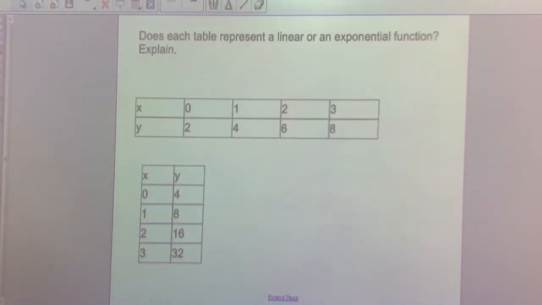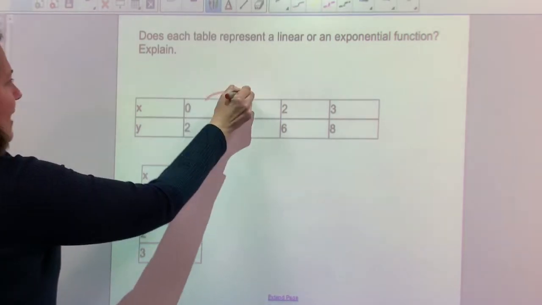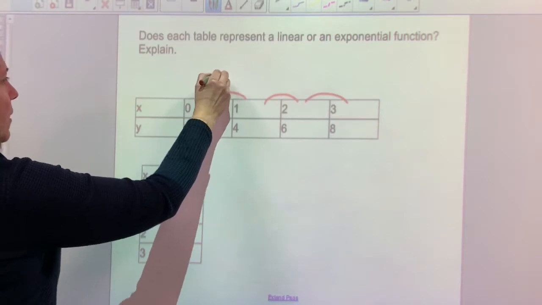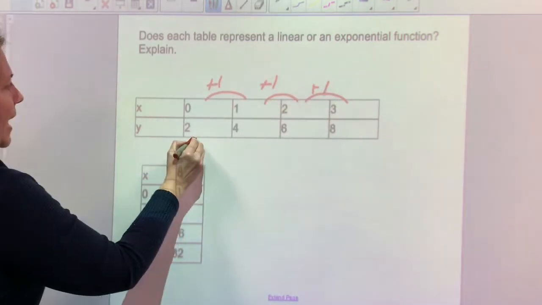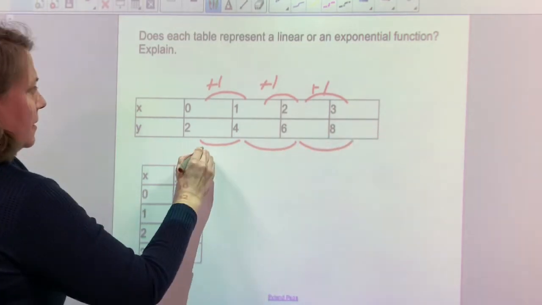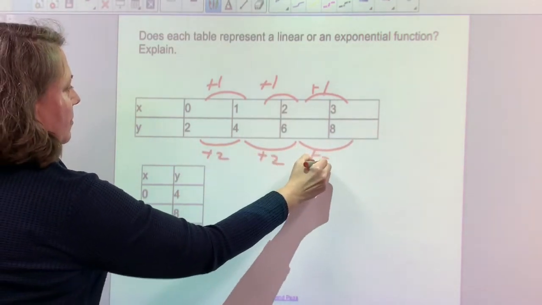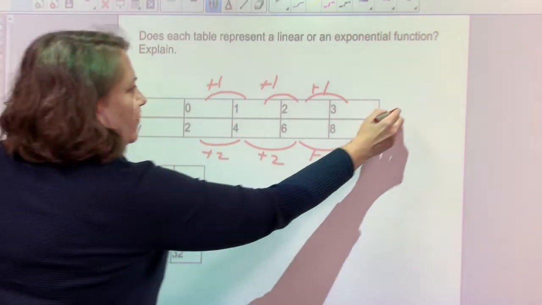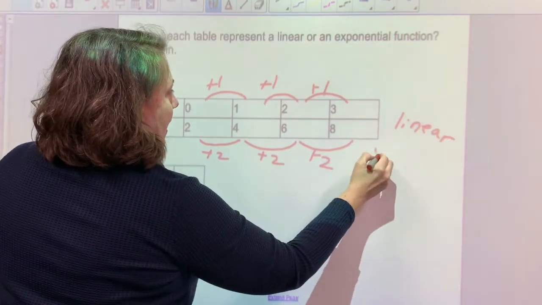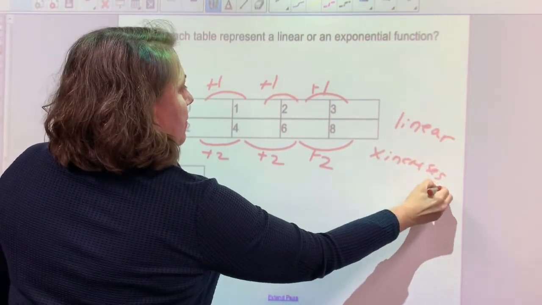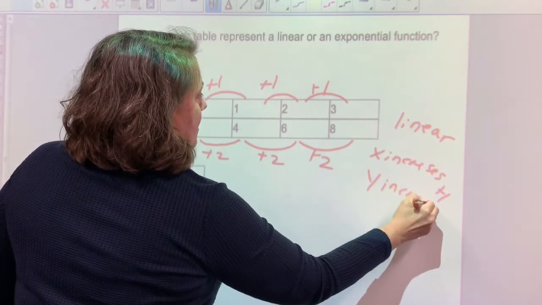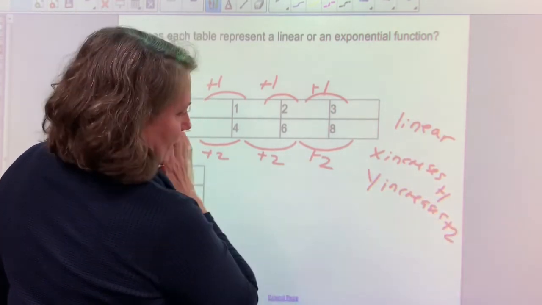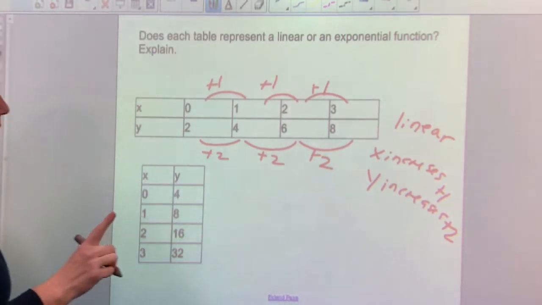All right, so the question is, does it represent a linear function or an exponential function? So you have to look at your x's and then your y's. How does your x increase each time? Plus 1, plus 1, plus 1. How does your y increase each time? Plus 2, plus 2, plus 2. As your x increases, your y increases by adding, therefore it is linear. X increases plus 1, y increases plus 2. If we were doing slope, the slope is 2.